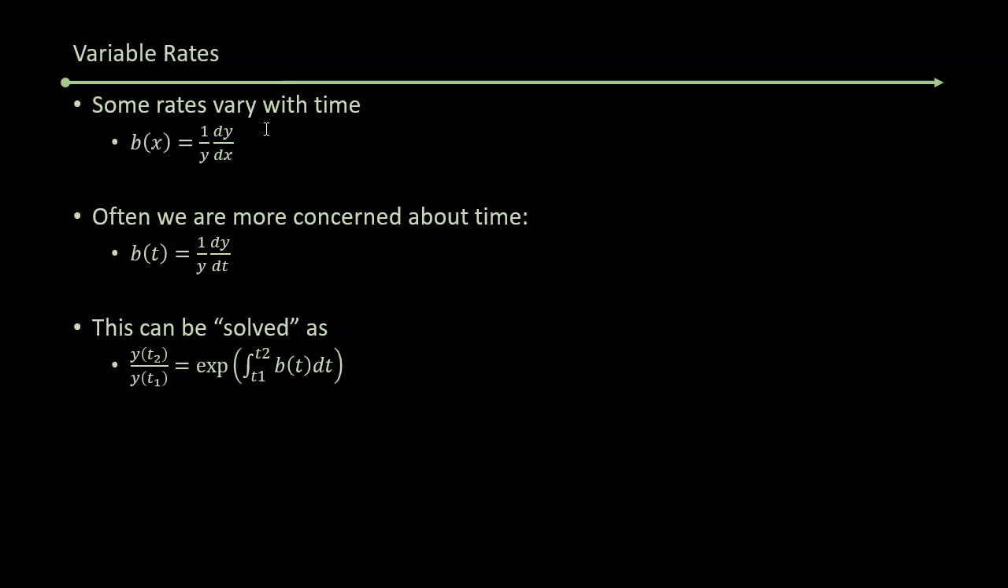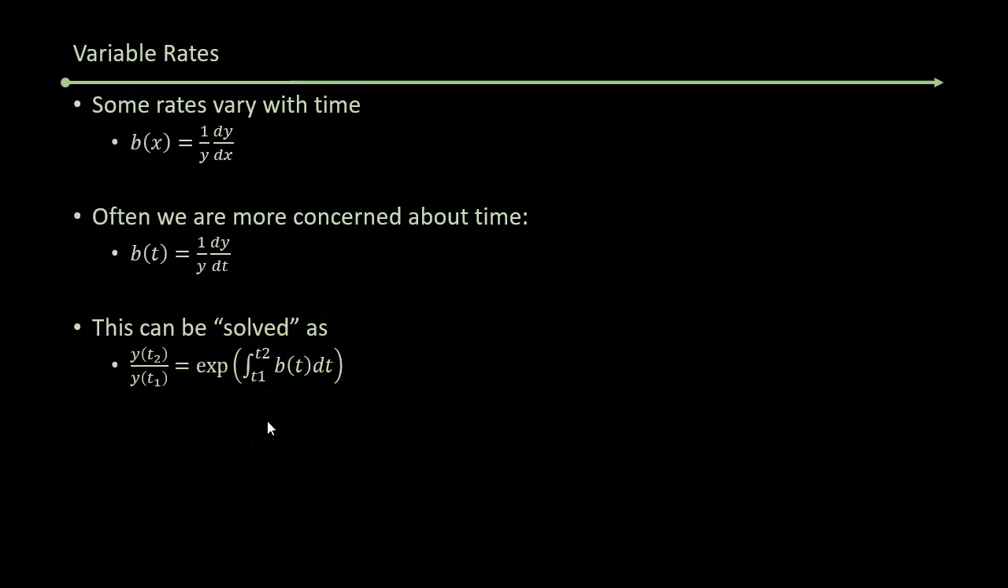And this can be solved. And what you get is your concentration or your amount, or let's go with concentration in a minute. At the moment, your concentration at time t2 divided by your concentration at time t1 is e to the, that's what this exponent function is, the integral of b of t dt over that time period.